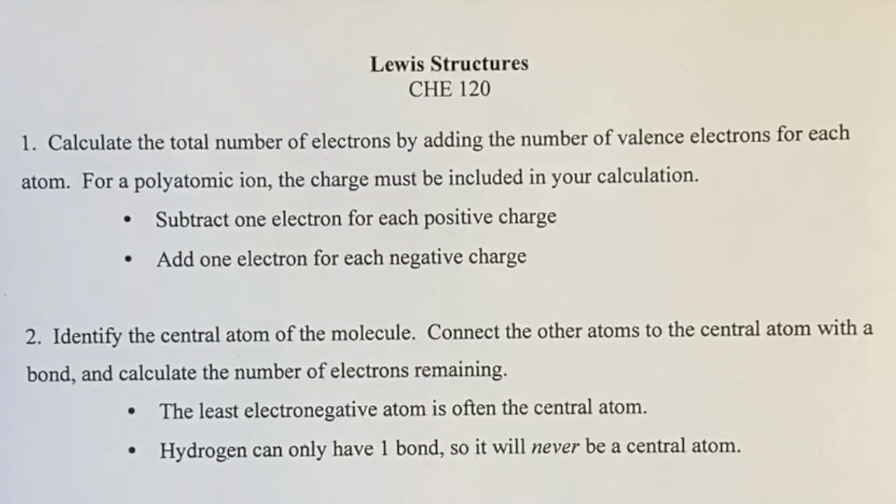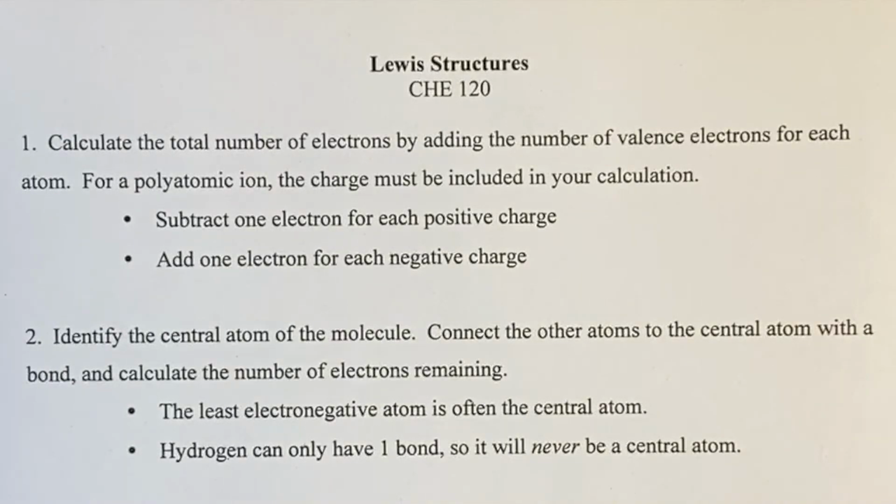Rule number 1 says to calculate the total number of electrons by adding the number of valence electrons for each atom. For a polyatomic ion, the charge must be included in your calculation. You'll subtract 1 electron for each positive charge and add 1 electron for each negative charge.